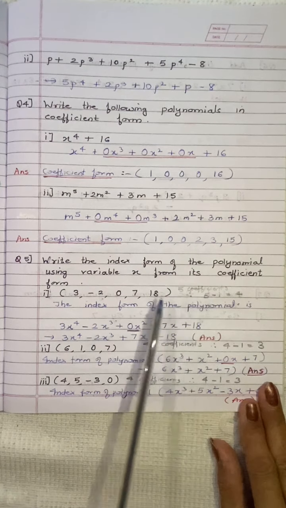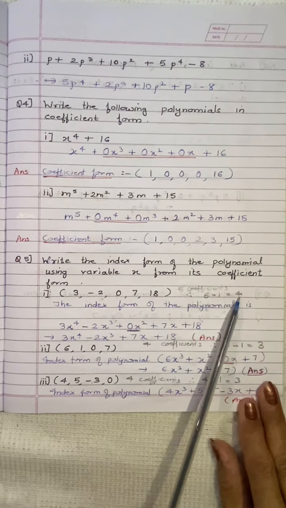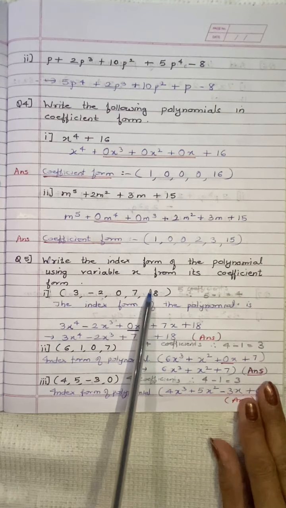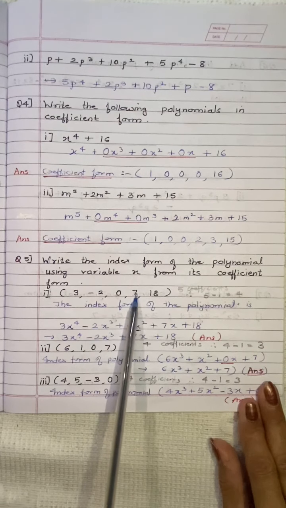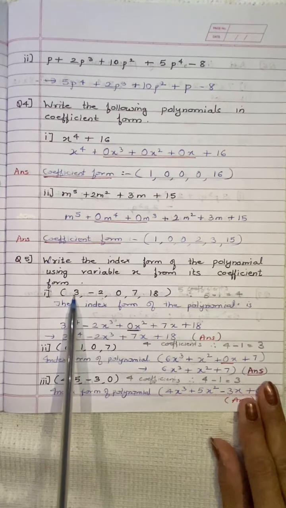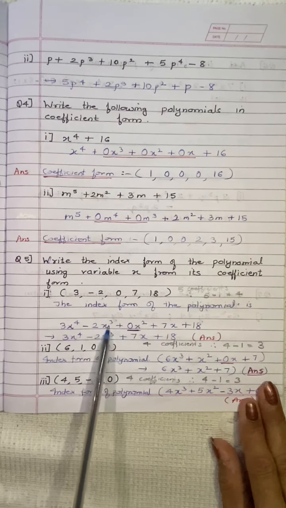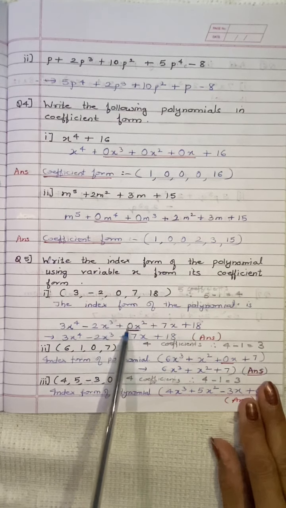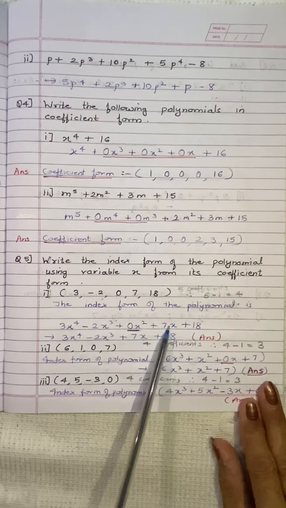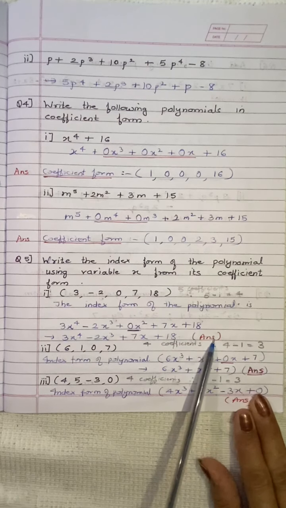So here we know that 5 coefficients are there, 5 minus 1 is 4. So 18 will be the constant. For the rest, we have to write x, x square, x cube and x raised to 4. So we will write 3x raised to 4 minus 2x raised to cube, then 0x square, then 7x, and 18 is the constant. So this is the required expression.